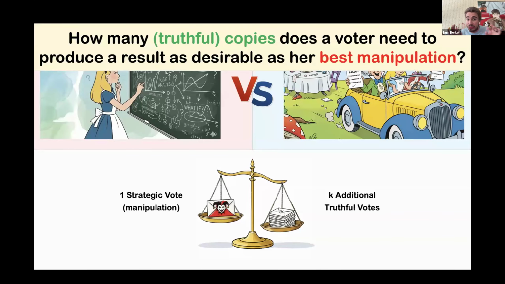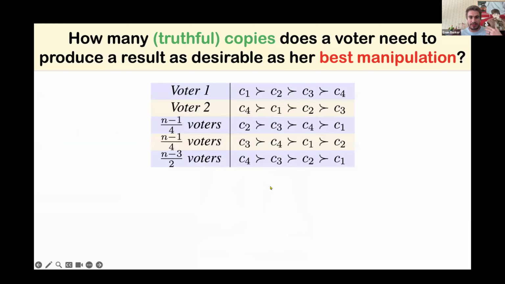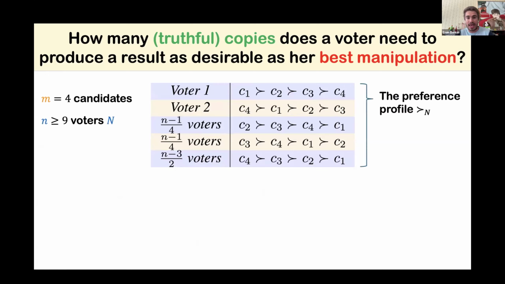However, this number might look really different for different rules. And here's one example to demonstrate that. So this is a preference profile. With this crowd, I don't think it needs much introduction, but we have m number of candidates, in this case 4, n number of voters, in this case some large number larger than 9. And we call this the preference profile, the vector of the preferences of all voters. Each voter's preference is a strict and complete ranking over all the candidates.